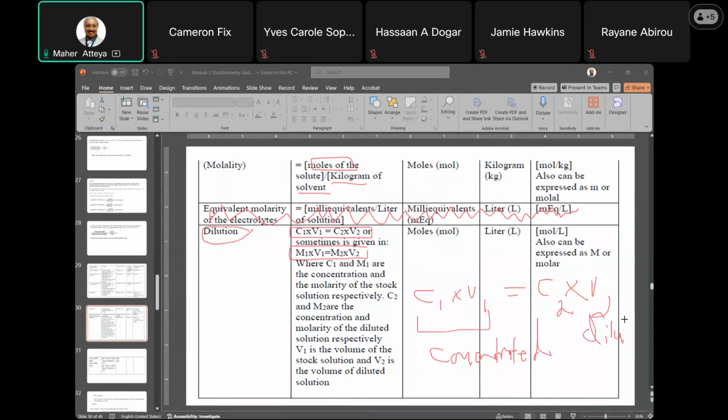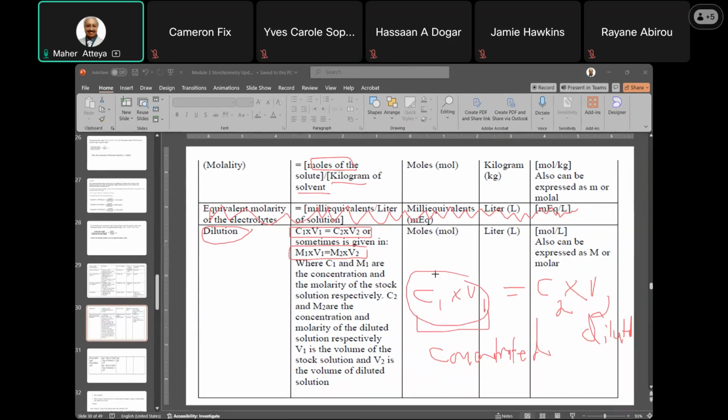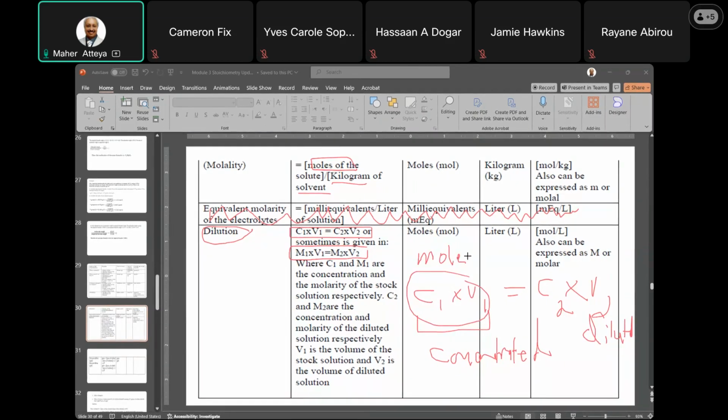Okay, guys. By the way, you should know that if I multiply molarity by volume, I get what? Number of moles. So this is really number of moles. Number of moles of the concentrated solution equals number of moles of the diluted one. And that's what it really says. Some textbooks don't use C for concentration, they use M1, molarity, whatever you like, it's the same thing. So you go from the concentrated to the diluted.